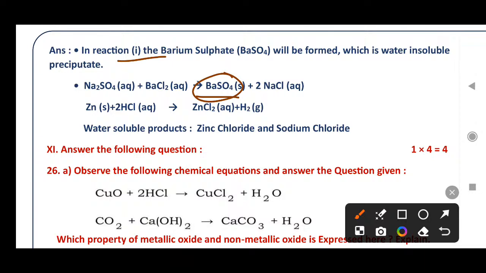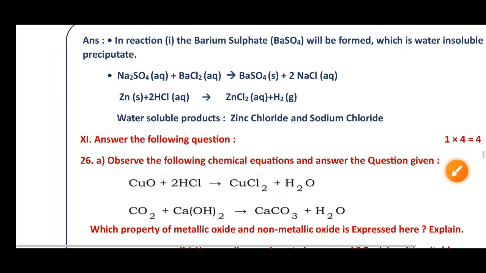And second one, zinc reacts with the hydrochloric acid. What it gives? It gives zinc chloride. Okay, then water soluble products, zinc chloride and sodium chloride. Here water soluble products are what? In both reactions they asked which are the soluble products and which are the non-soluble products. That's a non-soluble product, it's barium sulfate. Okay, then soluble products are sodium chloride and zinc chloride. Okay, and the reaction is also very important, balanced chemical equation.